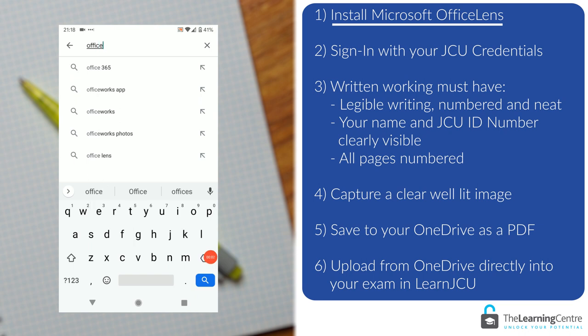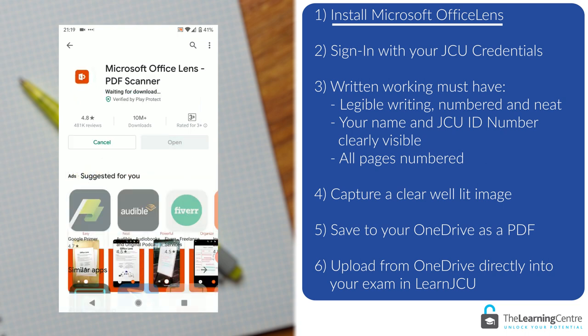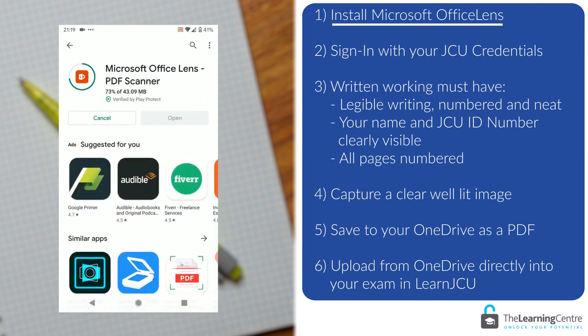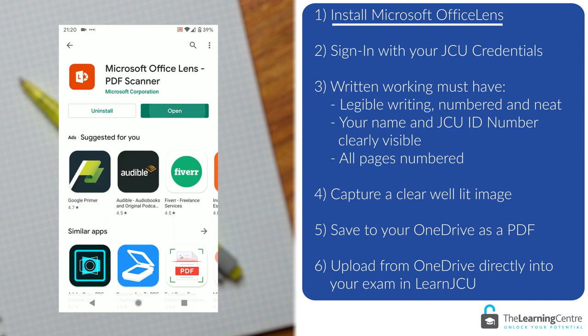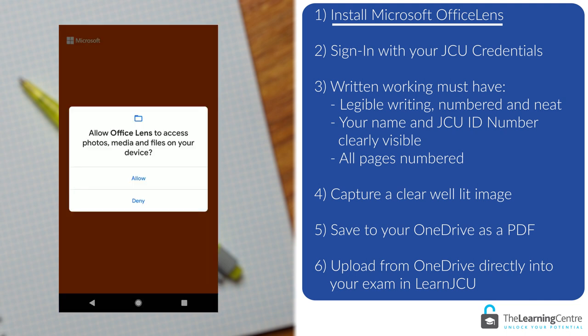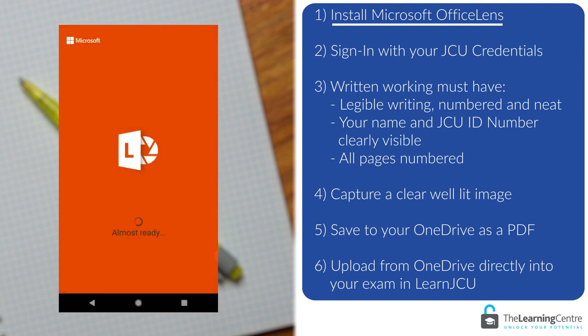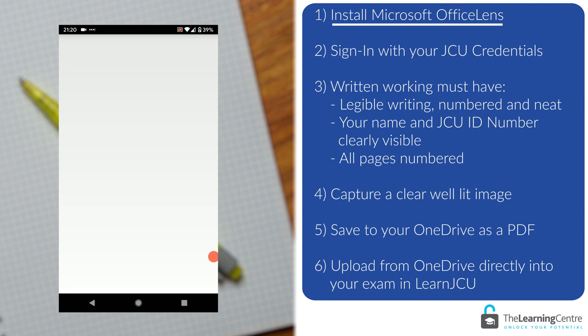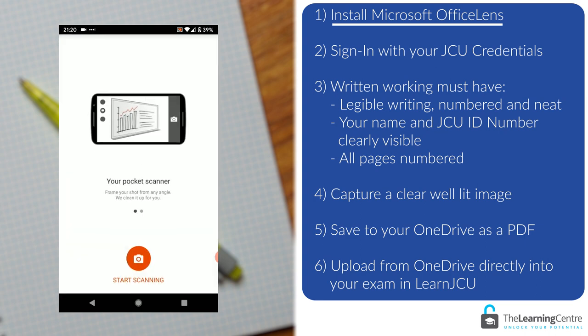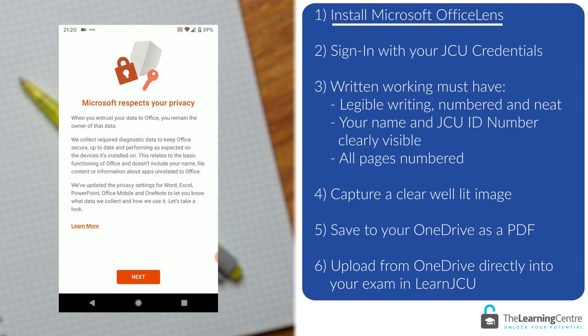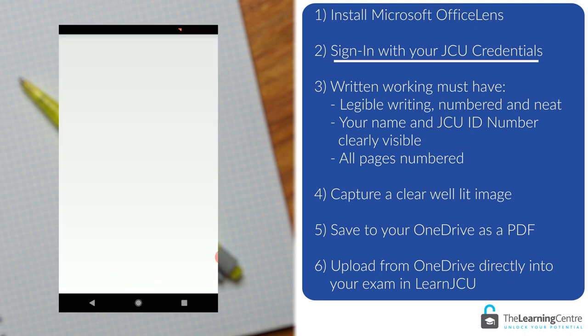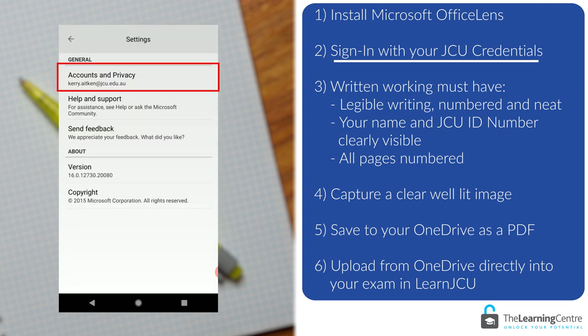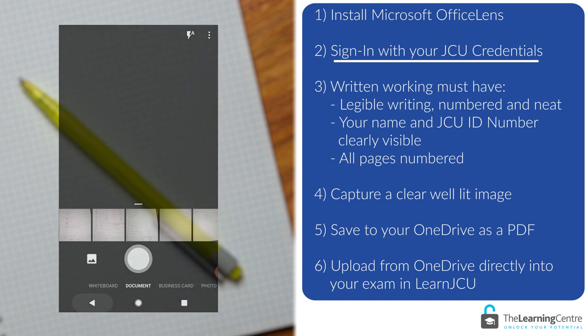From your phone's App Store, search for the Office Lens app. Download and install the Microsoft Office Lens app, and once installed, open it. On opening it for the first time, you'll be required to give the app access to your camera and your mobile phone storage. You can then start scanning from your phone. You should finally confirm in the Lens app settings that you're actually signed in to your JCU student email account, as this will allow you to directly save to your student OneDrive.